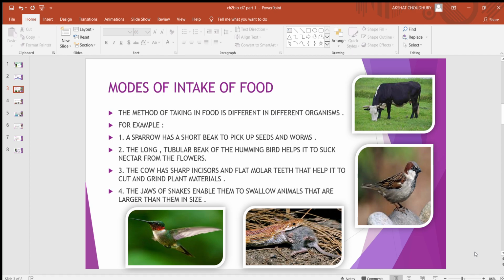Third one, the cow has sharp incisors and flat molar teeth that help it to cut and grind plant materials. Fourth one, the jaws of snakes enable them to swallow animals that are larger than them in size. This shows that the relevant parts of their body get modified in a manner that makes it easy for them to eat their food.